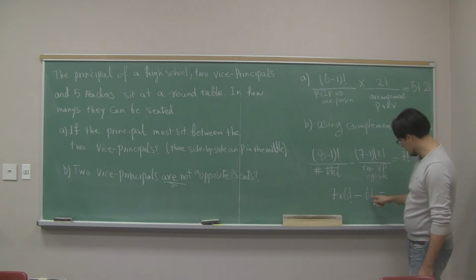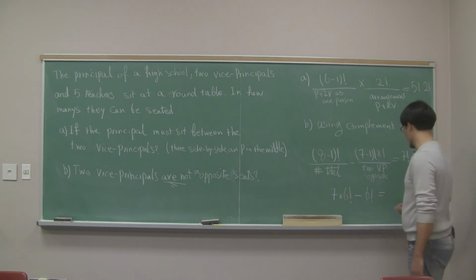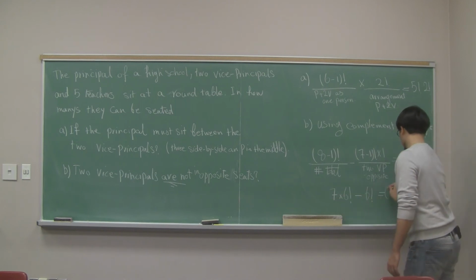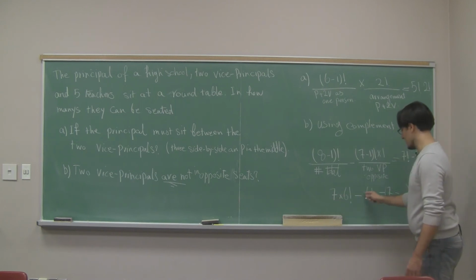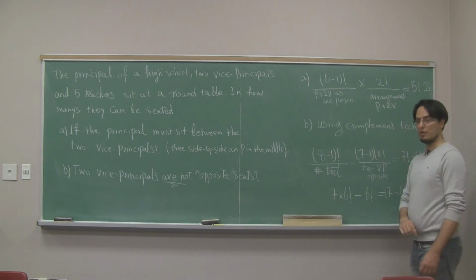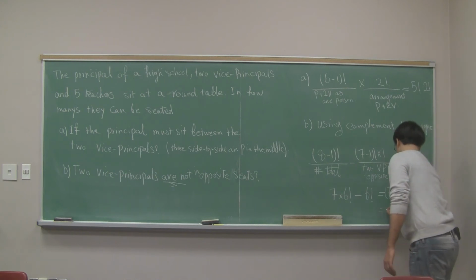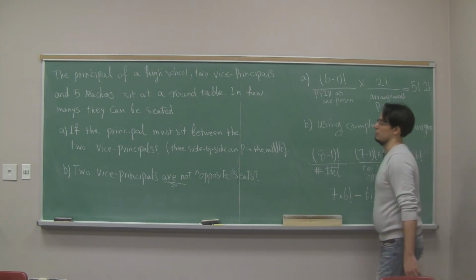Now I have two terms with 6 factorial. I can factor out 6 factorial. The remaining would be 7 from the first one. There is nothing in the second one, which means it's 1. So 7 minus 1 times 6 factorial, which gives me 6 times 6 factorial.